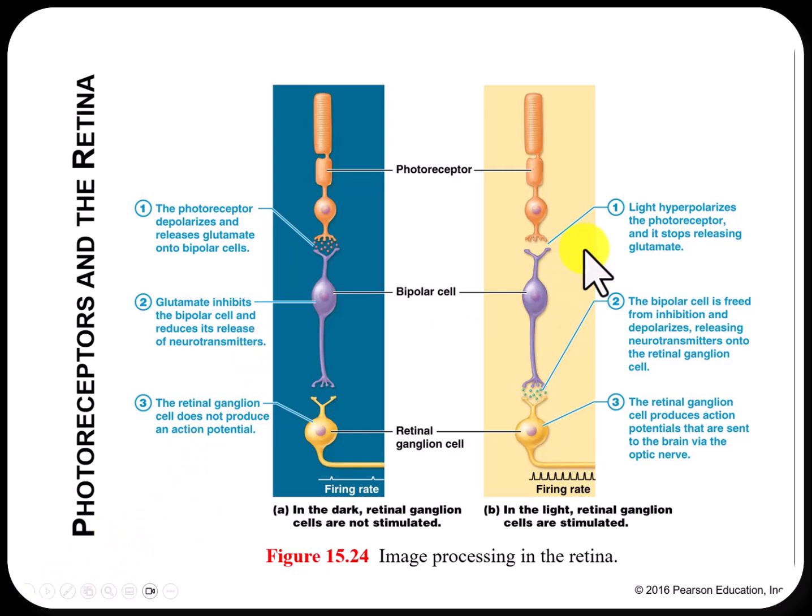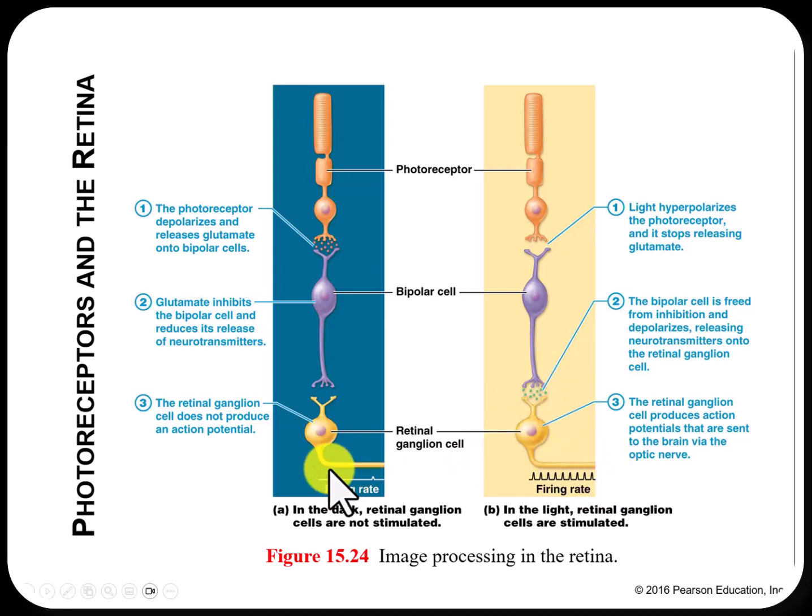And so now once it is hyperpolarized, as I mentioned before, normally when it's depolarized constantly, it is inhibiting the bipolar cell. But now that we have the cis-retinal into trans-retinal and we are hyperpolarized in the rods or the cones, that inhibitory signal has stopped, and the bipolar cell can now send a signal, and that is what gives us our sight.